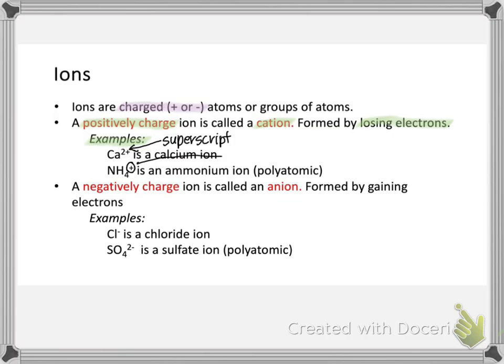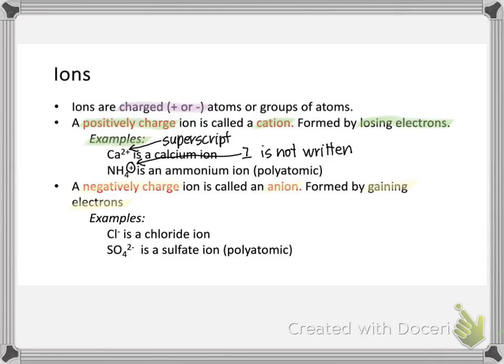I want you to note that 1 is not written. And that's also true with negative charges. If it's the number 1, it won't be written. Okay, we can also have negatively charged ions, because positive and negative. Negatively charged ions are called anions, and anions occur when an atom gains electrons.